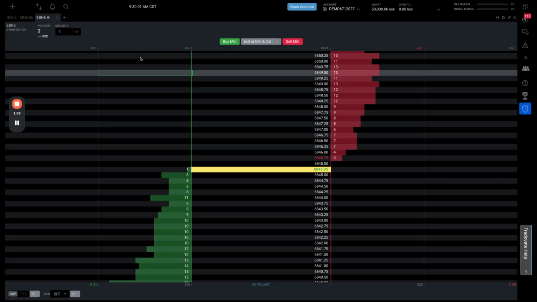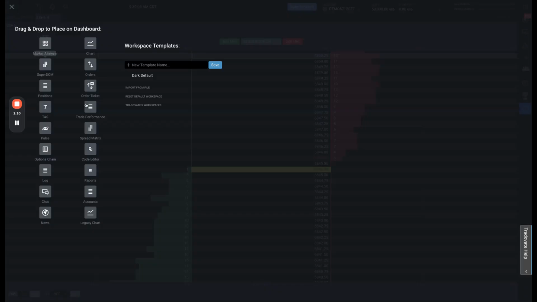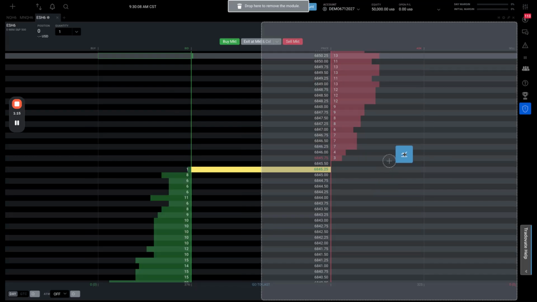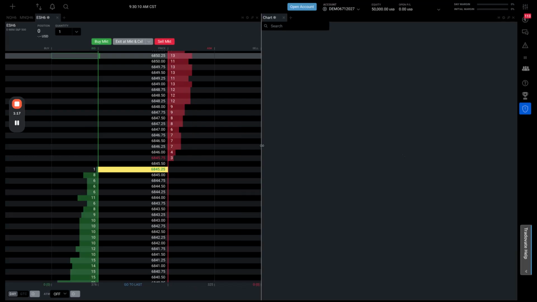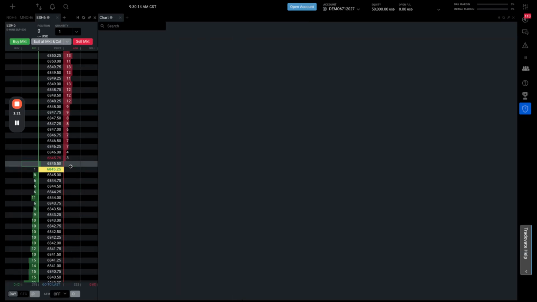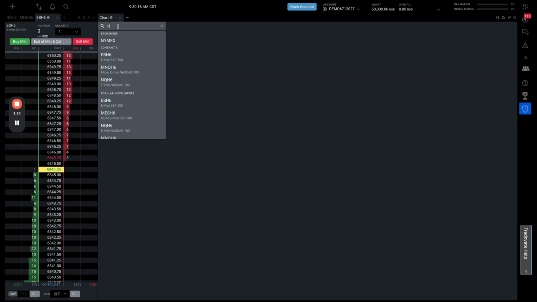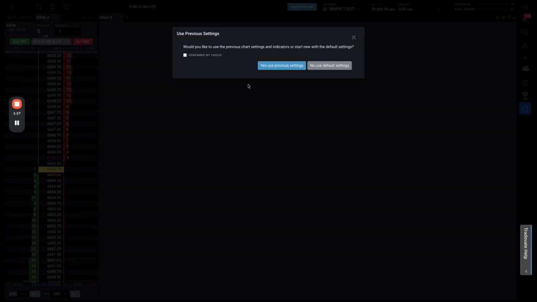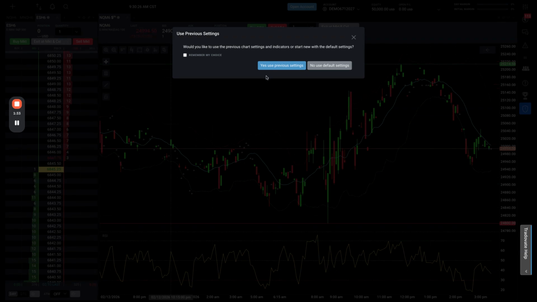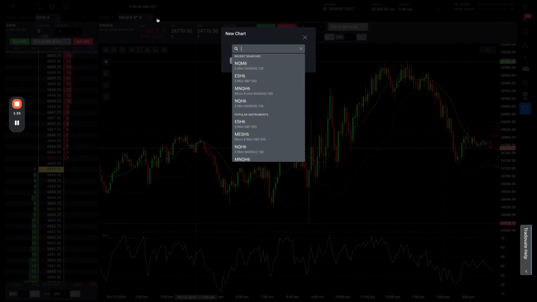Okay, then we're going to add another module, and you'll do the chart. You click and drag, and at this border right here, you can actually click and drag and make it smaller. You don't need it that big. And we'll do the same thing here. We'll add NQ, MNQ, and ES.